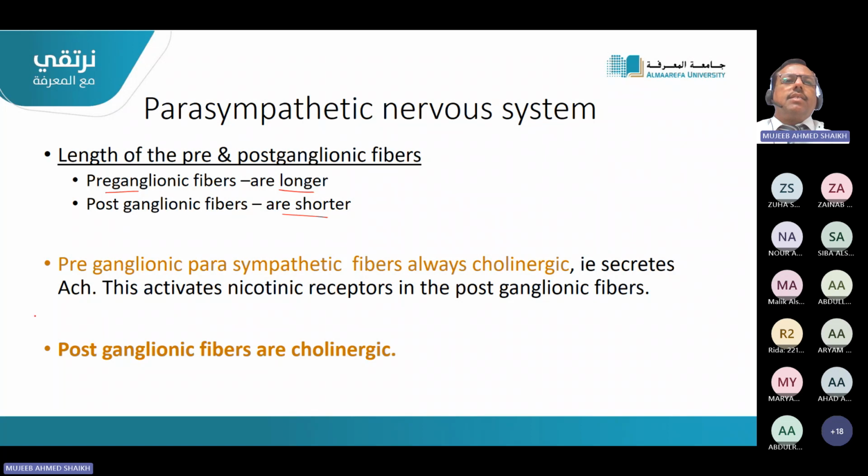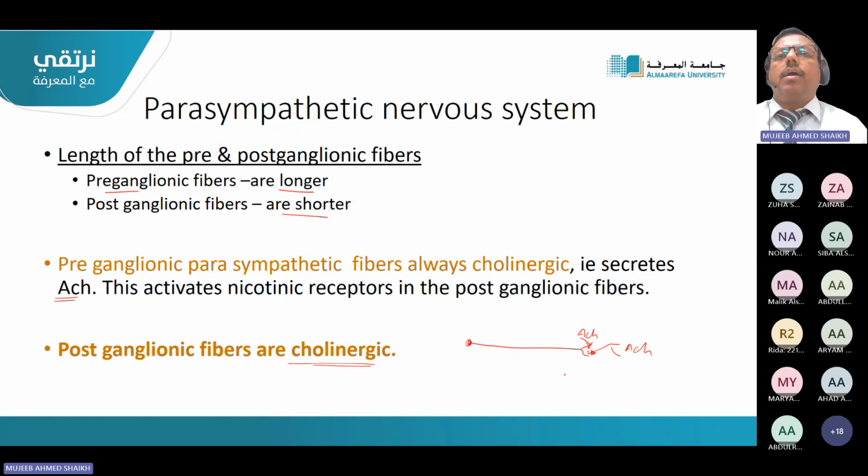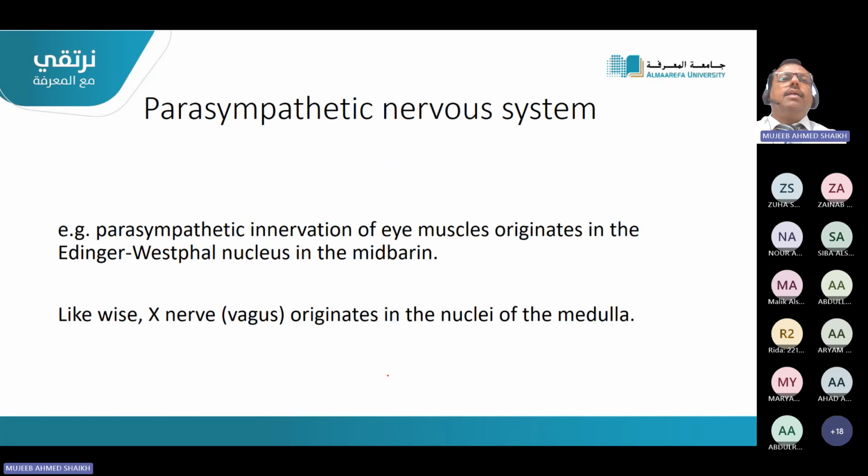Preganglionic fiber releases acetylcholine and postganglionic fiber also releases acetylcholine. So both of them, the preganglionic and the postganglionic, which is shorter, will release acetylcholine. That is why it is called a cholinergic fiber. So in parasympathetic, at both places, acetylcholine will be released.